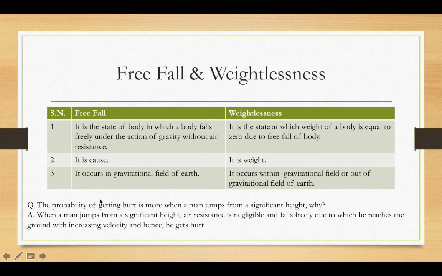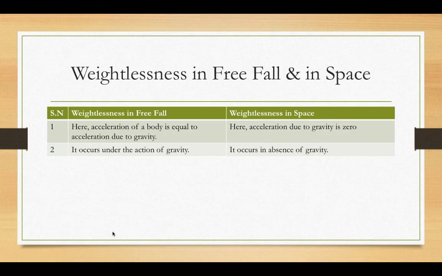field of Earth. One question is here: the probability of getting hurt is more when a man jumps from a significant height. Why? You have seen that when a person jumps from just a 1 meter height, the person will not get hurt. But if a person jumps from a multi-story building, the person gets hurt. Why? It is a simple answer. When a man jumps from a significant height, he will feel negligible air resistance and somehow he falls freely, due to which he reaches the ground with increasing velocity, and because of that he gets hurt.